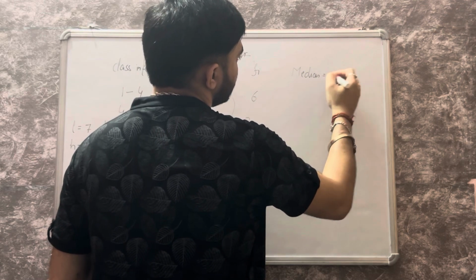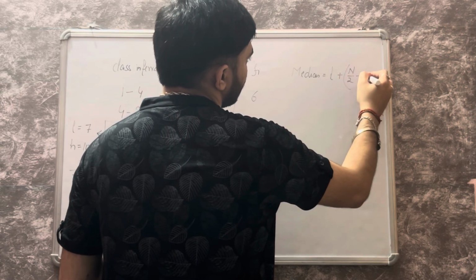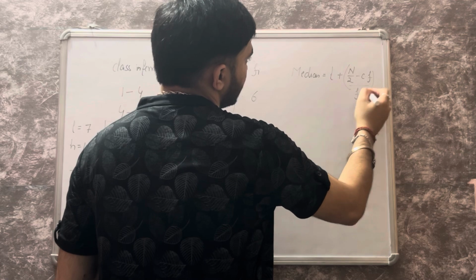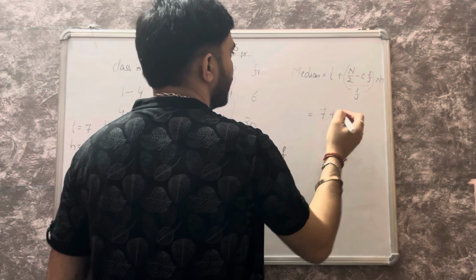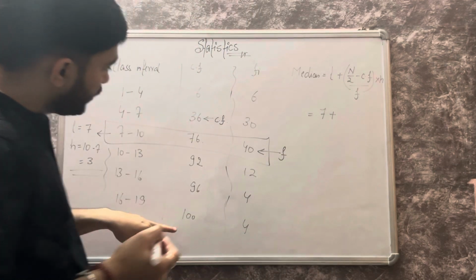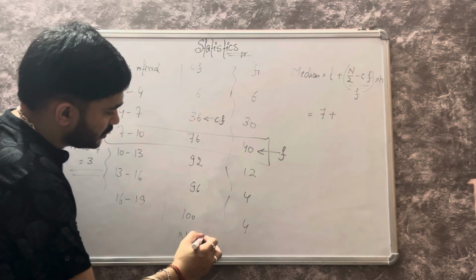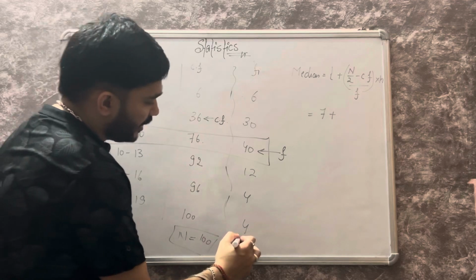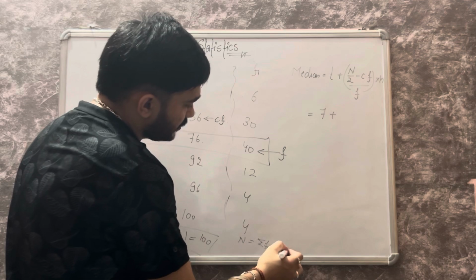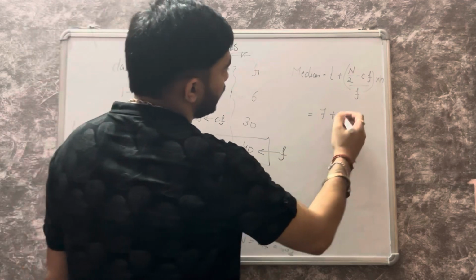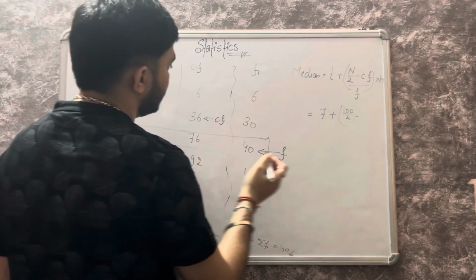Median is equal to, what is the formula of median? L plus n by 2 minus cumulative frequency divided by frequency multiplied by h. What is L here? L here is 7 plus n by 2. What is n by 2? n here is 100 because the last value of the cumulative frequency is always our n. Or you can find n here by summation of Fi, and you will get it by adding these values. So it will be 100 divided by 2 minus cumulative frequency.